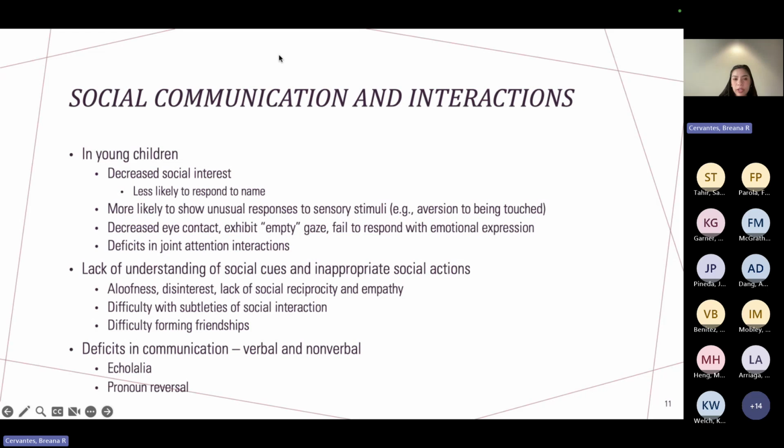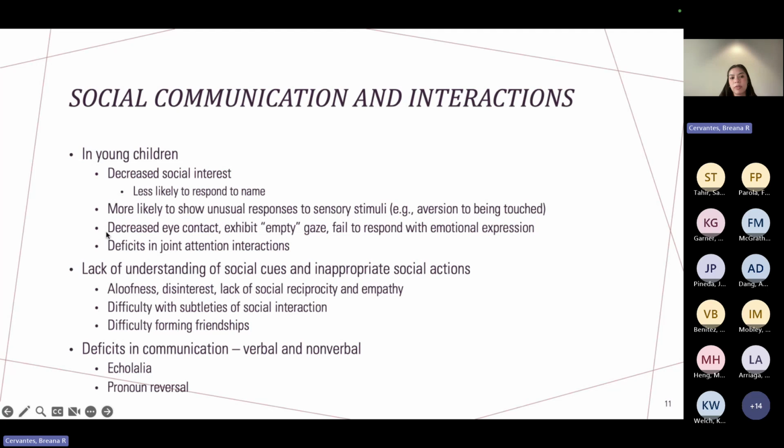So with young children, what we tend to see with this social aspect is decreased social interest. So maybe not as likely to respond to their name, not really being interested in social figures in their environment, showing unusual responses to stimuli. By unusual, just not the norm when it comes to what most people that age would do. So rather than being carried, an aversion to being touched.